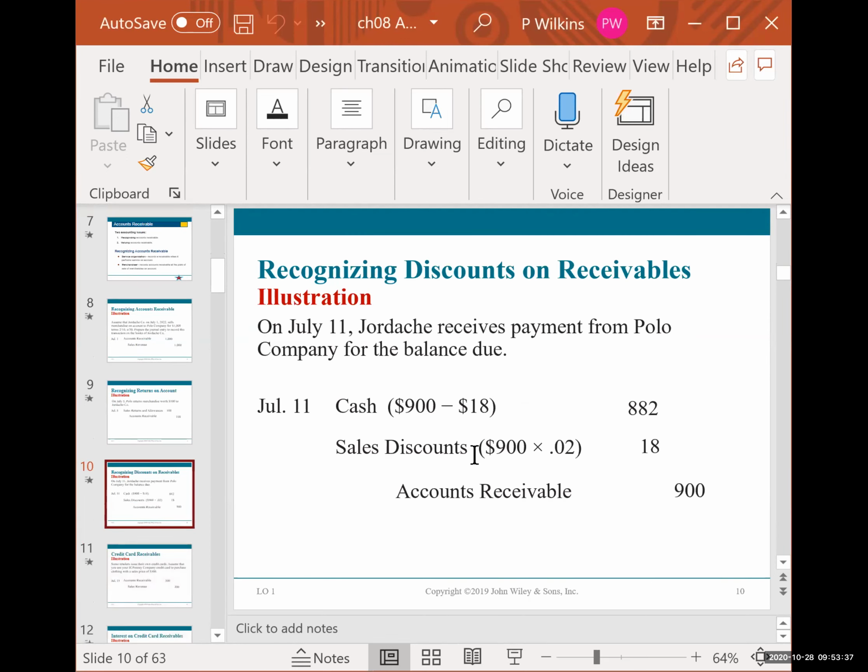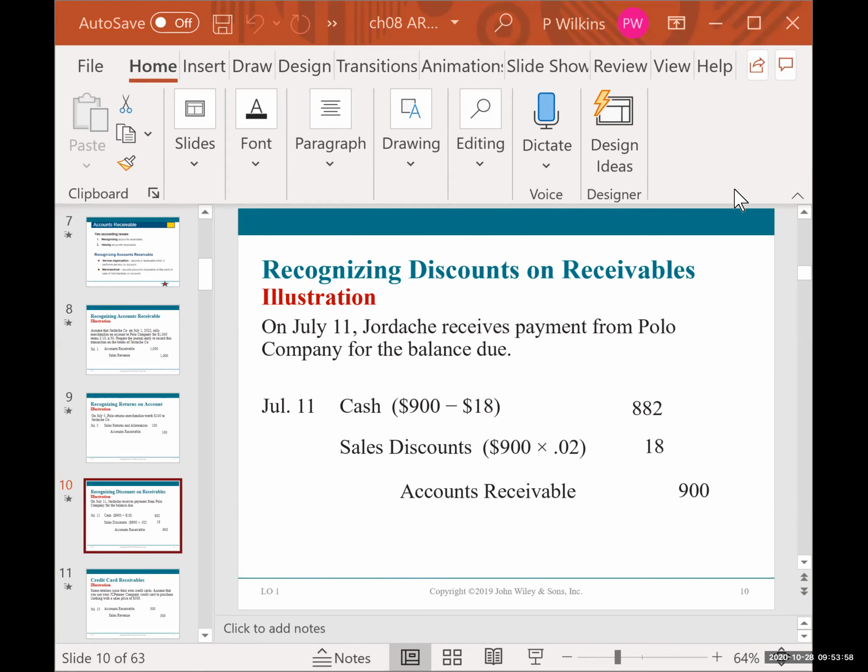Okay, the next slide. On July 11th, Jordache Company receives payment in full from Polo Company for the balance due. Now, this is something that should look familiar to you as well. Remember, how do we do this? I'm going to put it on the bottom of the screen here because I noticed it's not on here. So hold on a second. I need a text box.